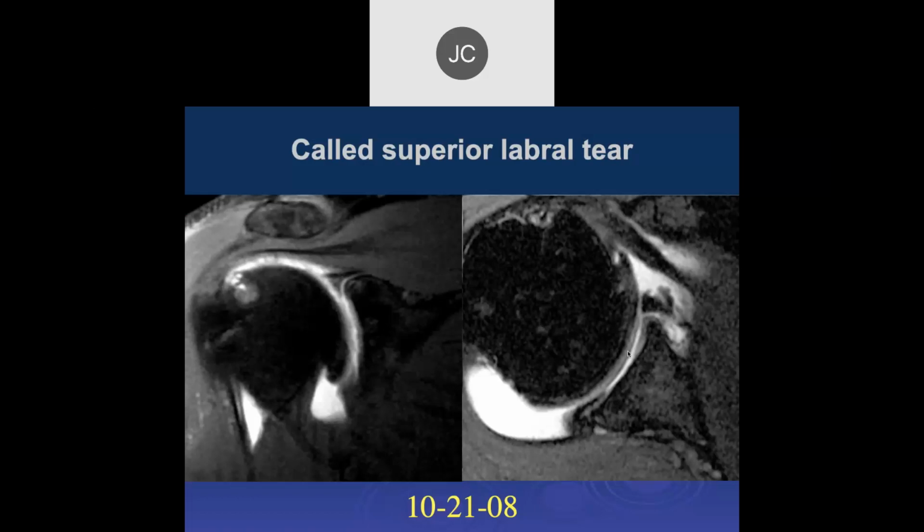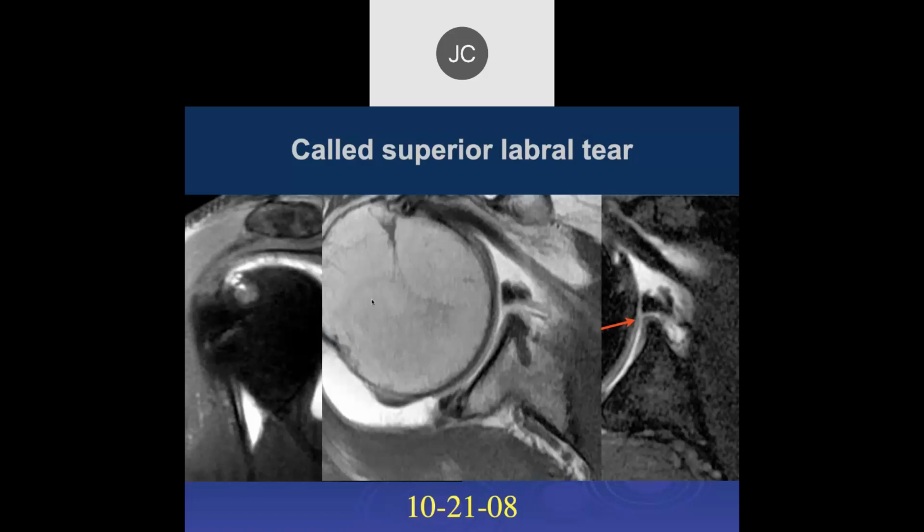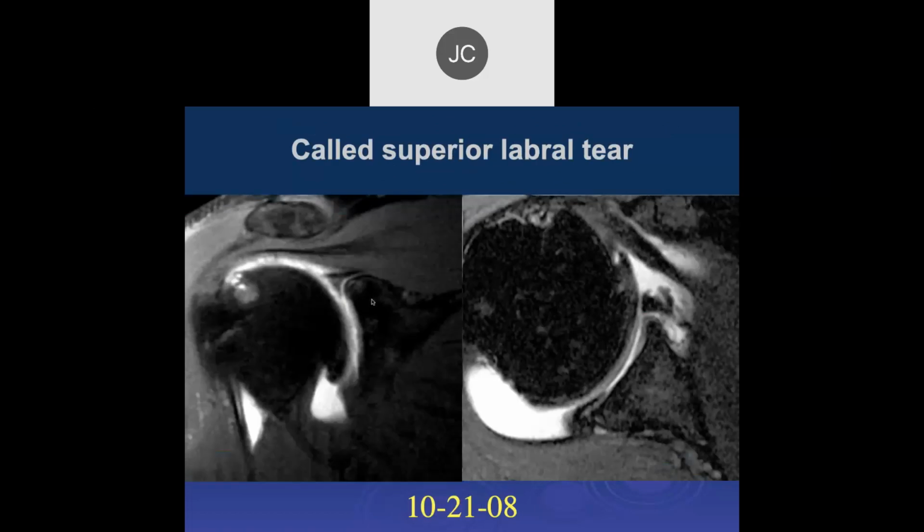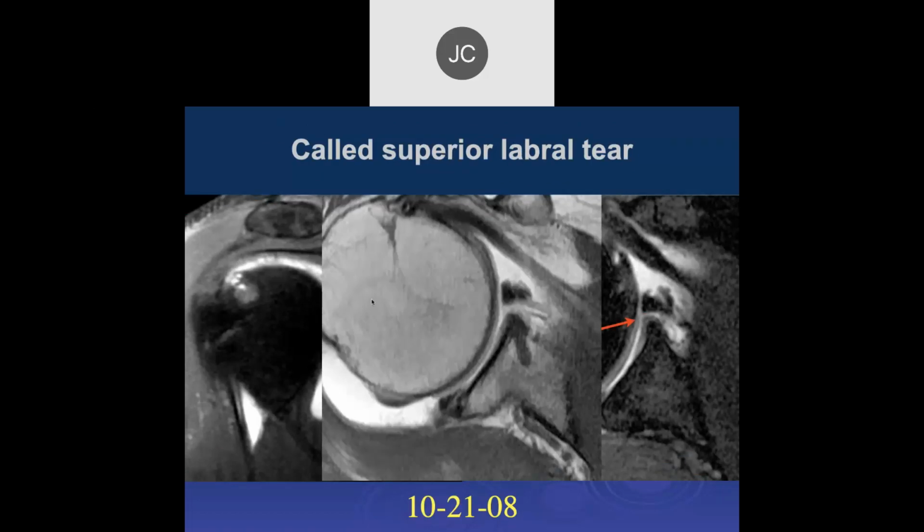So again, undercutting it, there's regular cartilage, maybe some fraying of that superior labrum on the coronal view, but nothing really distinct. Okay, let me make sure I got this right here. This is 10/21/08. Okay, so here we get these images. Here we also have 10/21/08.